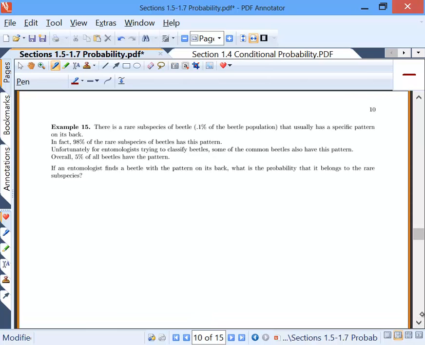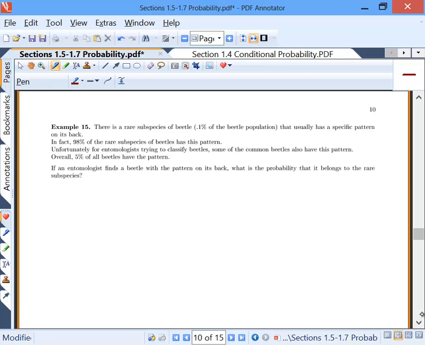So let's try Bayes' theorem. There's a rare subspecies of beetle, 0.1% of the entire beetle population, that usually has a specific pattern on its back. In fact, 98% of this rare subspecies actually has the pattern. Unfortunately for the entomologist trying to classify the beetles, some of the common beetles also have this pattern. Overall, we know that a total of 5% of all the beetles have this pattern.